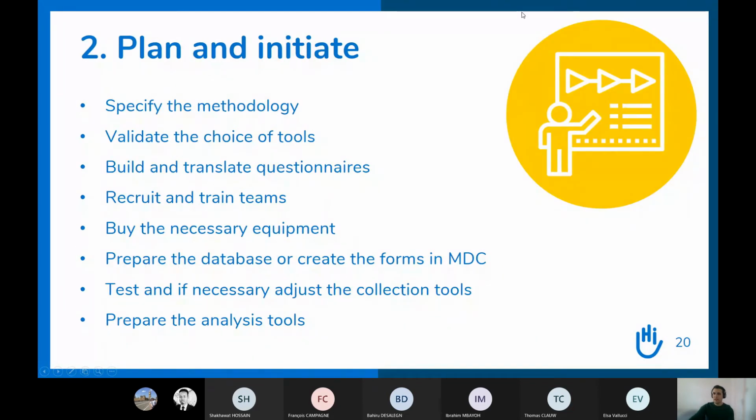So second step, it's still a step of preparation, so you are not launching your data collection yet. It's plan and initiate, so it's a step further. So the first one was really to decide the main things that you want to do. Here now we are going to be very specific. So you specify the methodology.